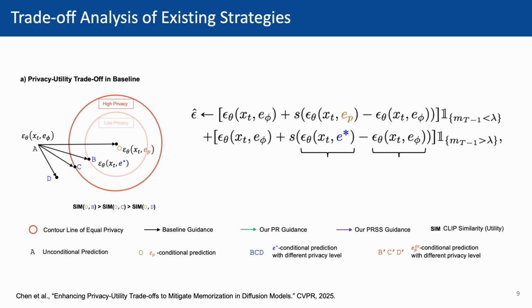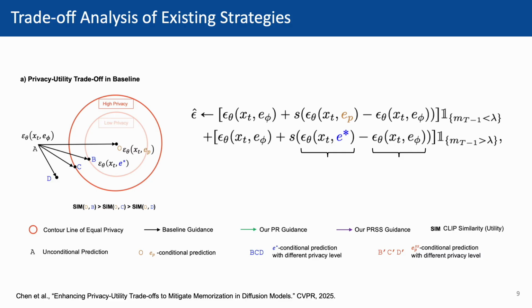To avoid this, the baseline method applies prompt engineering. It updates EP to E star, moving the generation from point B to C to D as more updates are made, progressively shifting it away from O. The process stops when we reach the desired privacy level. Fewer updates preserve utility but don't reduce the memorization enough. More updates improve privacy but at the cost of utility.